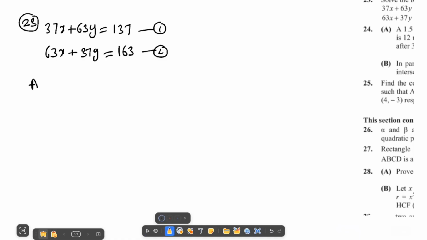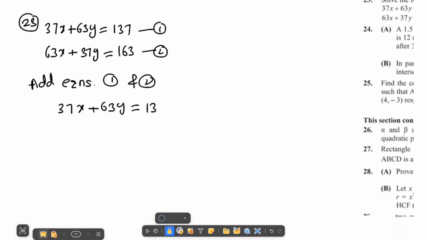So let's first of all add equations 1 and 2. This is a special case when the coefficients of x and y are interchanged. Add these equations once, first of all. 37x plus 63y is equal to 137. Under that we write 63x plus 37y is equal to 163.